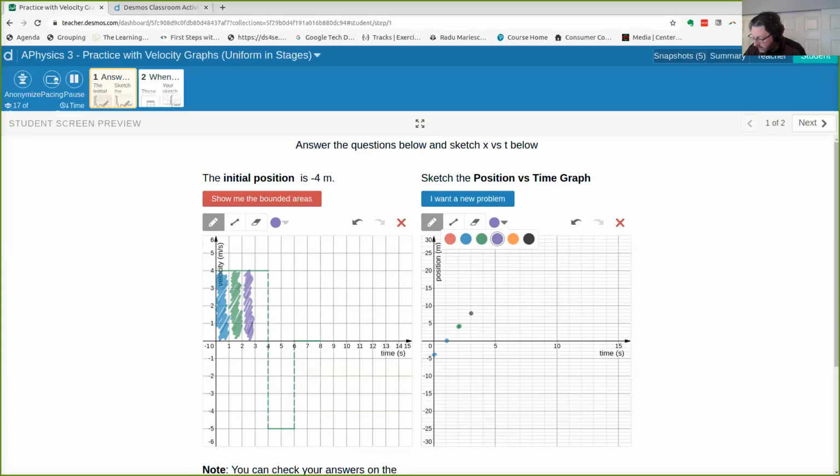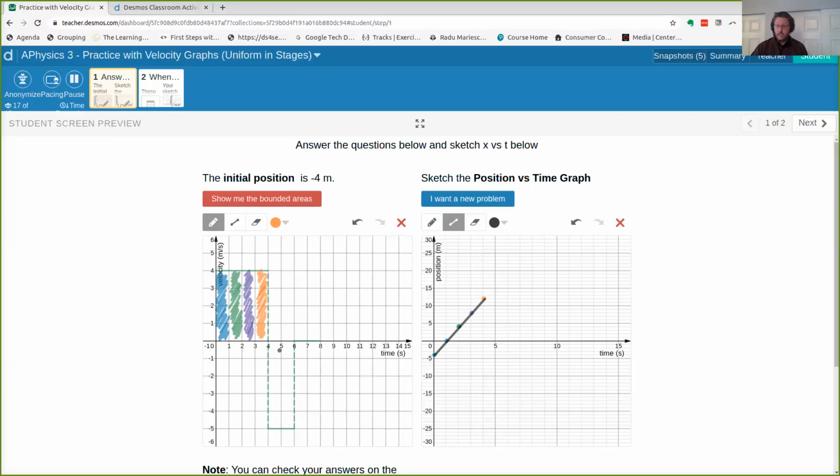4 plus 4 is 8. And then it travels another 4 meters forward. So at the end of 4 seconds, it's moved from 8 to 12. So 8 to 12 right there. And I can connect all those dots. Make that black. So it starts at -4 and goes up to 12.